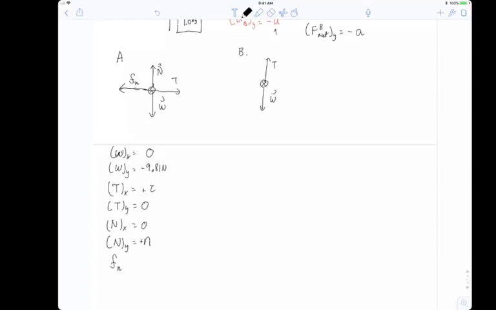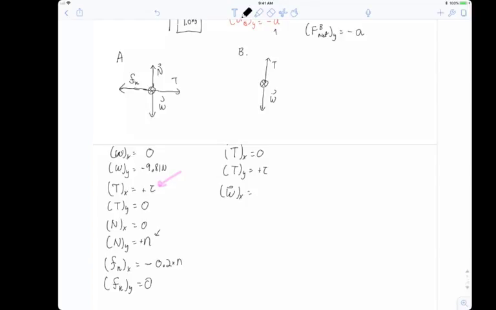Friction in the x direction is minus, if I knew what this number was, I would be good to go. So it's minus 0.2 times little n. Friction in the y direction is 0. Tension in the x direction is 0. Tension in the y direction, I don't know what it is, but I've already labeled its value, tau. So plus tau.